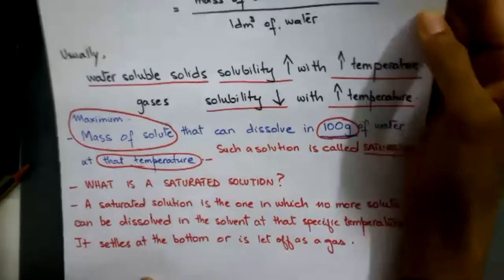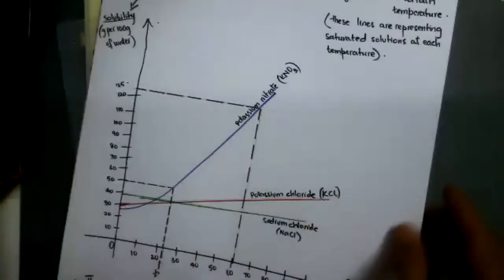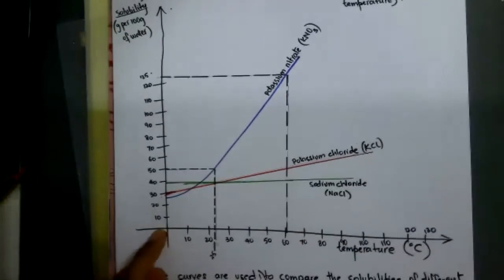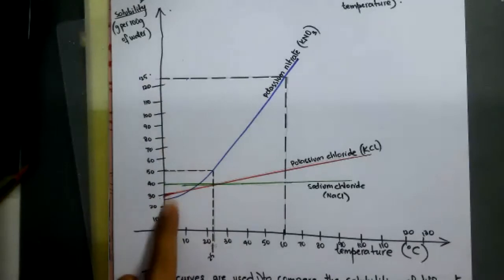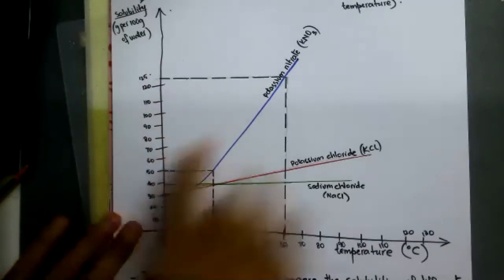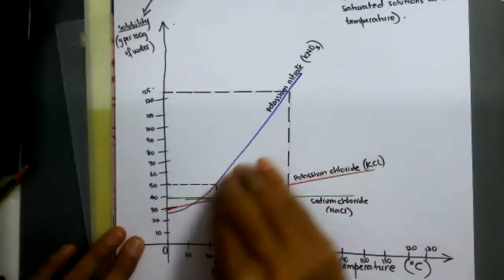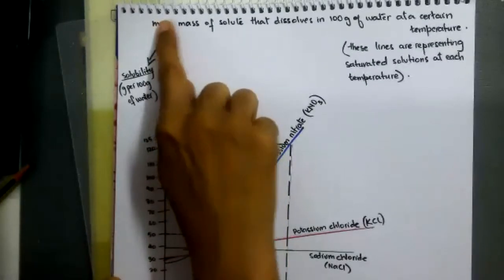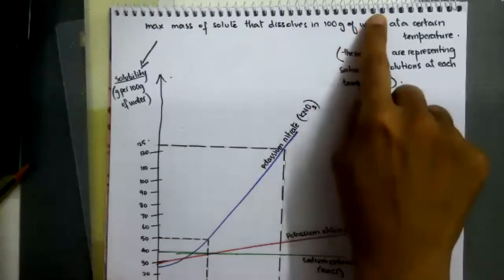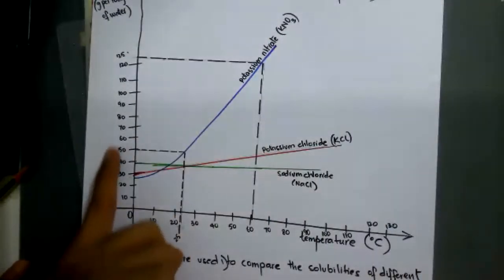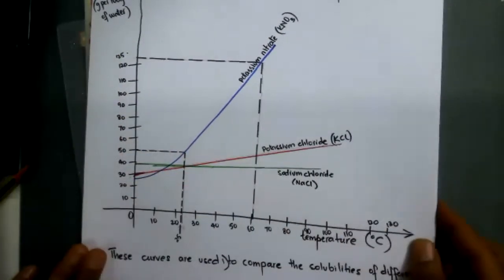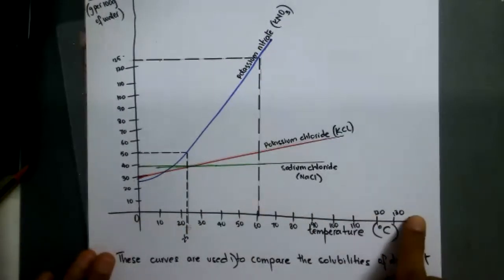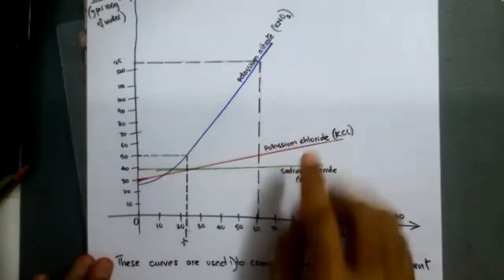Then we plot the mass of the solute that dissolves in 100 grams of water, the maximum amount of salt that can dissolve. Maximum meaning that these lines are all saturated solutions of different substances. The solubility means the maximum mass of solute that dissolves in 100 grams of water at a certain temperature. When we plot a graph of these masses of solutes dissolving in 100 grams of water against temperature in degrees Celsius, the curve that we get is called a solubility curve.